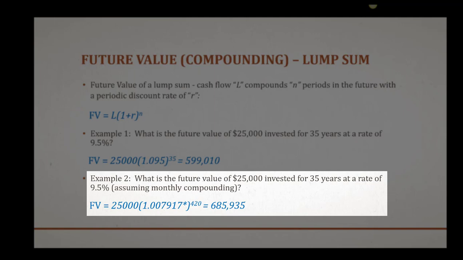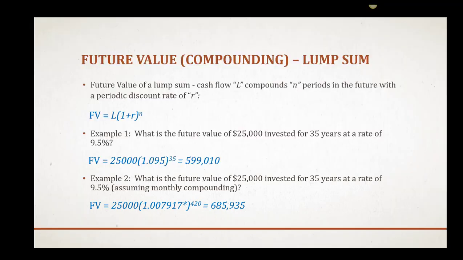And then we're going to raise that to the number of periods. And so in this case, we've got months. So we're going to take 35, multiply that times 12. And so we would have 420 months here. So we have a monthly periodic rate and the number of months as our n, in this case, 420. So if we stick all that stuff in our calculator, we're going to come up with an answer of 685,935. So let's look at how we would do that with Excel and then with a time value calculator.